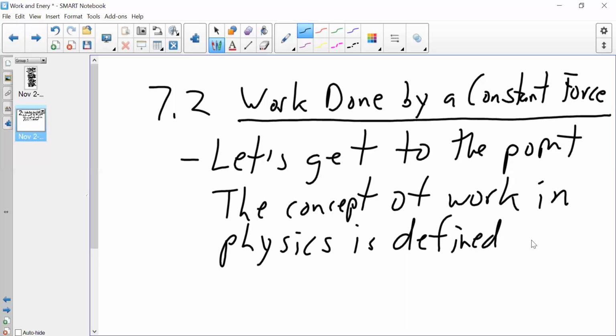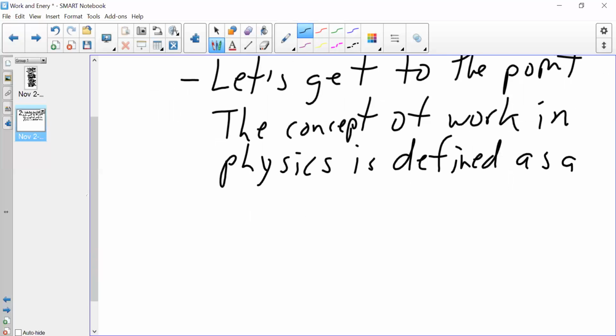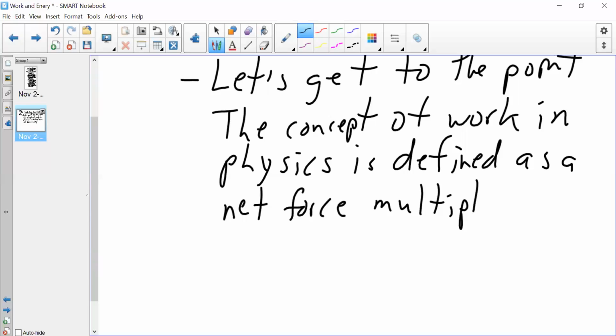is defined as a net force multiplied by a displacement. We've seen objects displacing from one position to another. We've seen the causes of an object being displaced from one position to another by way of a force. You change the object's velocity by applying a net force on the object to go from zero velocity to some non-zero velocity. So now we're going to put the two things together, marry them in this concept of work.